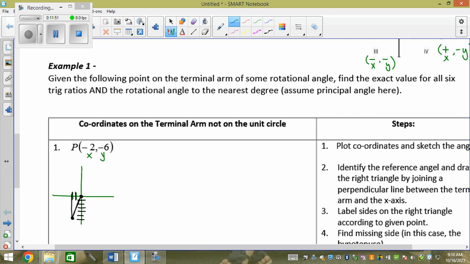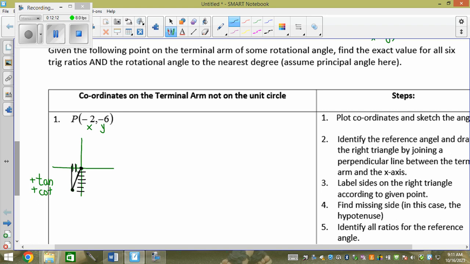Guys, what's going to be positive here? What trig ratios? Tan and cotan. So tan and cotan are going to be positive. Therefore, all the other 4 should be negative. If they're not, we messed up. You agree? So let's label our triangle. We can keep our triangle there. We can label it. My x equals -2. My y equals -6.